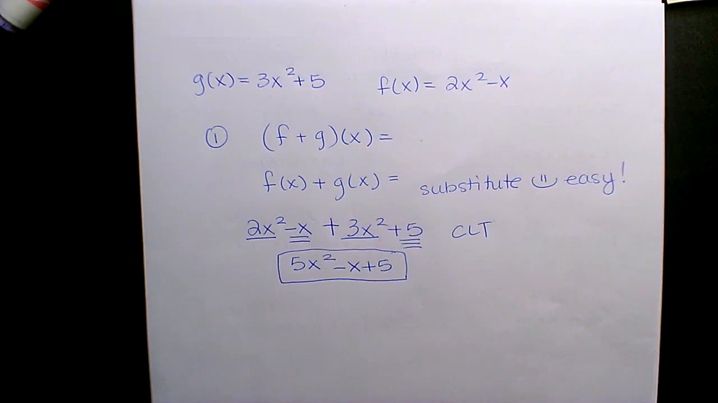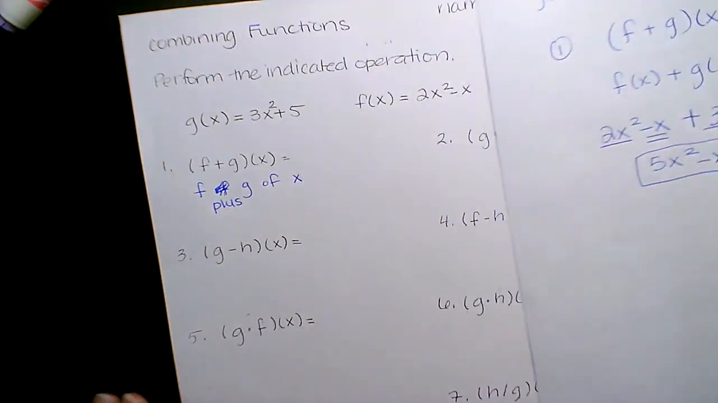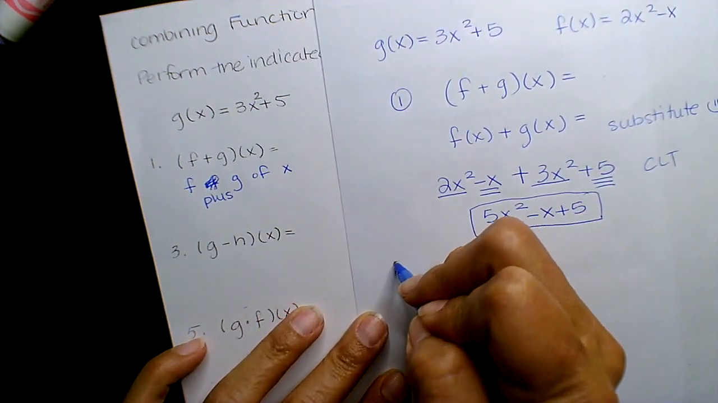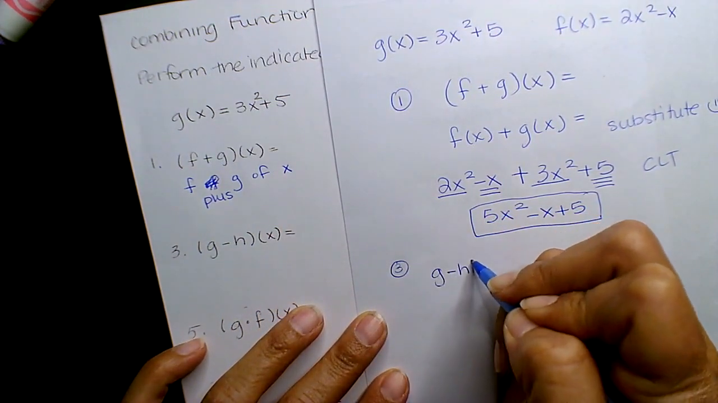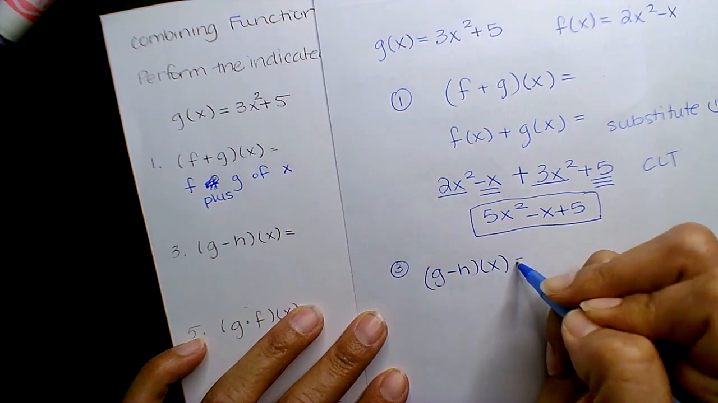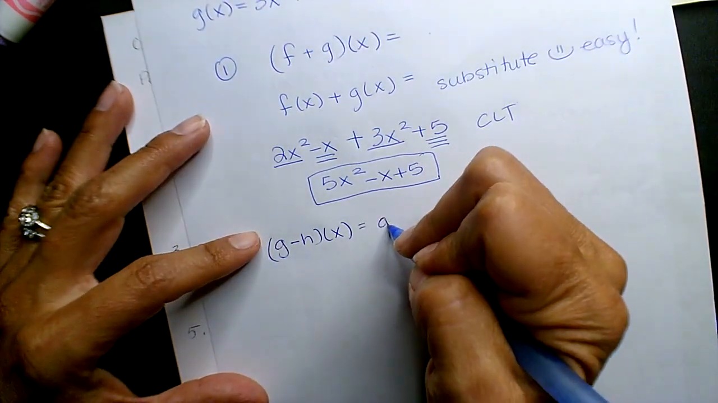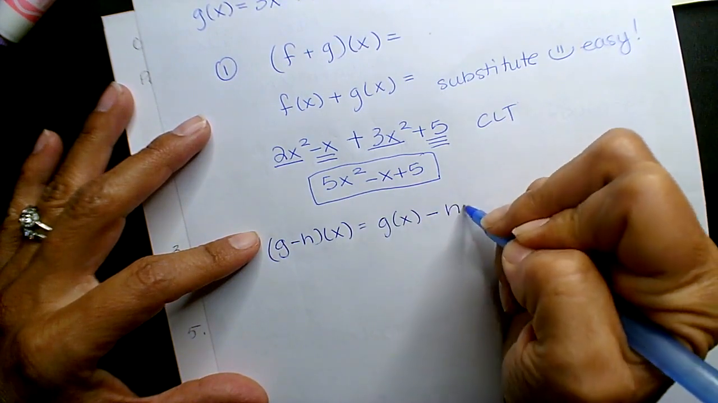Okay. So there's 1. So not 2. Let's go to 3. G minus h of x. Okay. So that's the equivalent to g of x minus h of x.